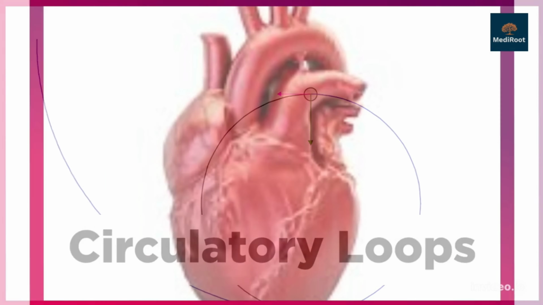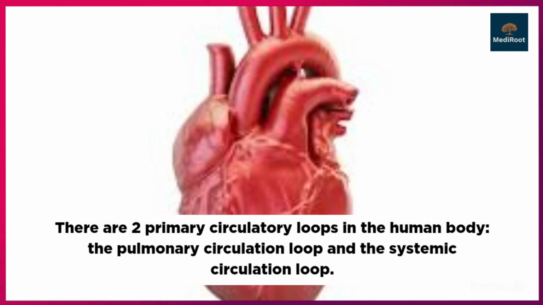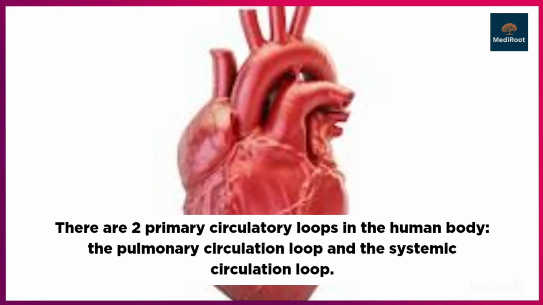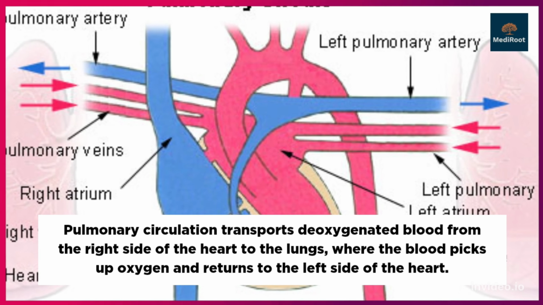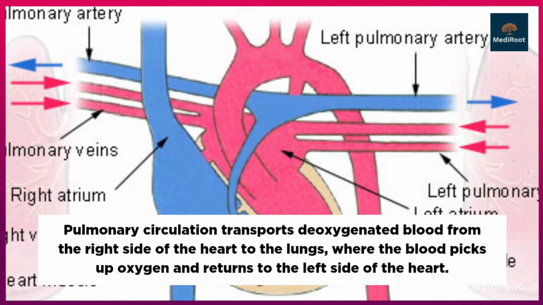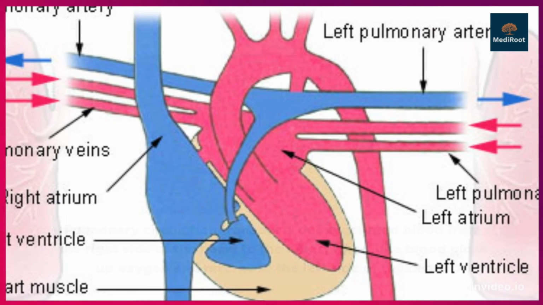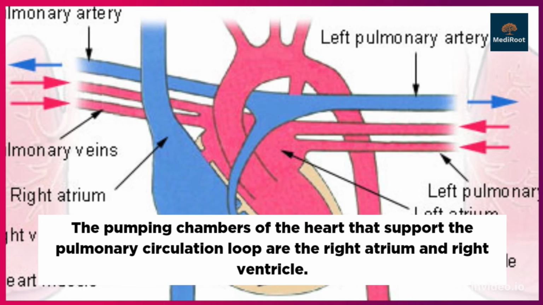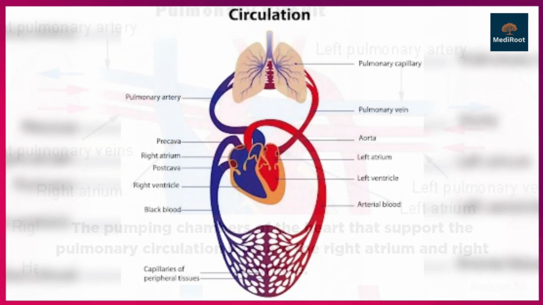Circulatory loops. There are 2 primary circulatory loops in the human body, the pulmonary circulation loop and the systemic circulation loop. Pulmonary circulation transports deoxygenated blood from the right side of the heart to the lungs, where the blood picks up oxygen and returns to the left side of the heart. The pumping chambers of the heart that support the pulmonary circulation loop are the right atrium and right ventricle.